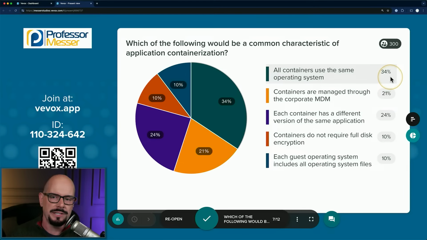That was the first one here at the top. 34% of you chose that. So you did great with this one. That is exactly the answer we were looking for, because there's a single OS that you have to deal with.